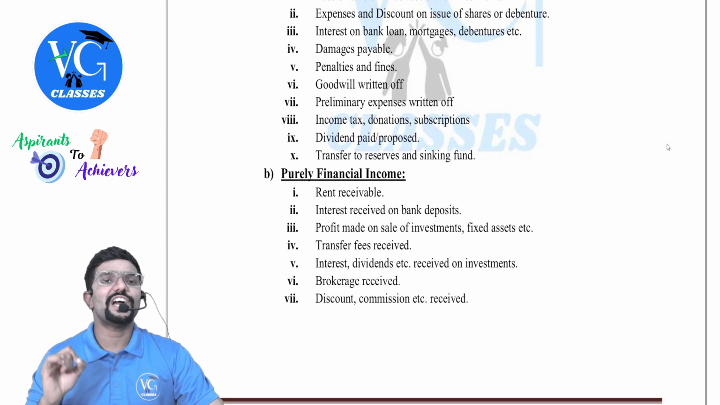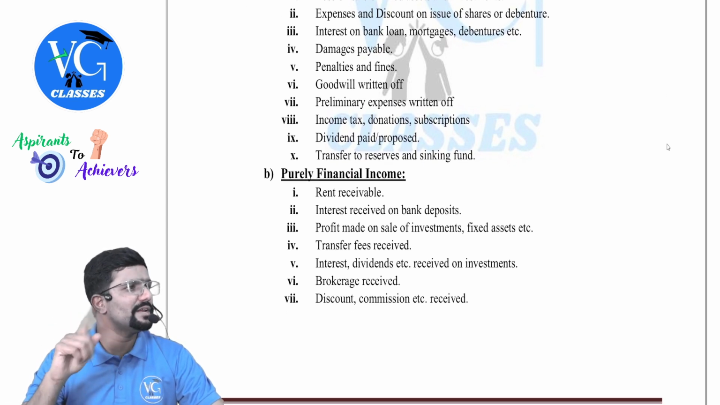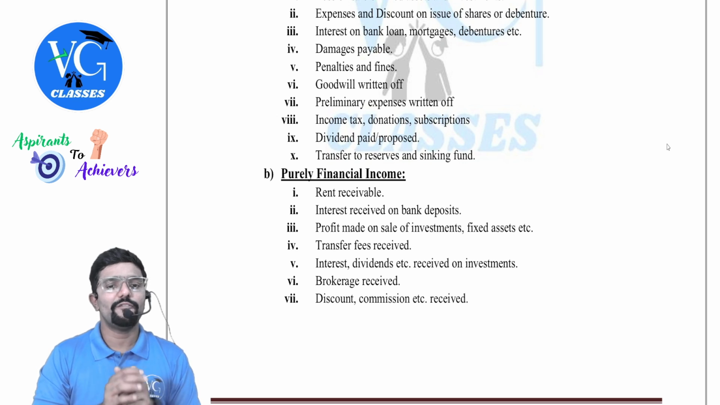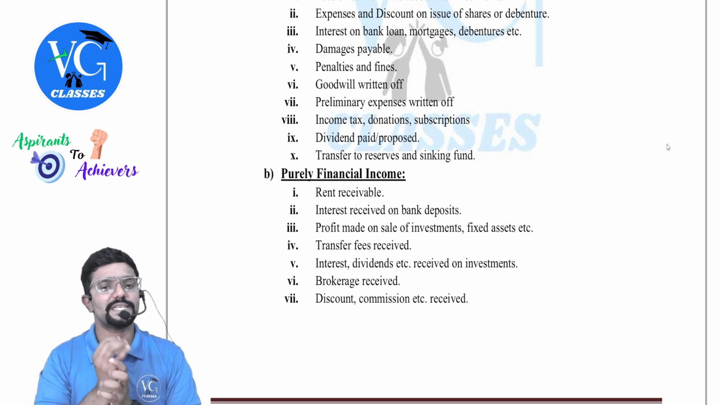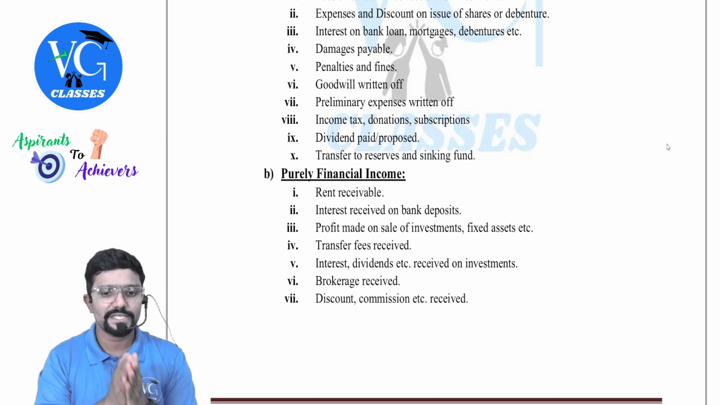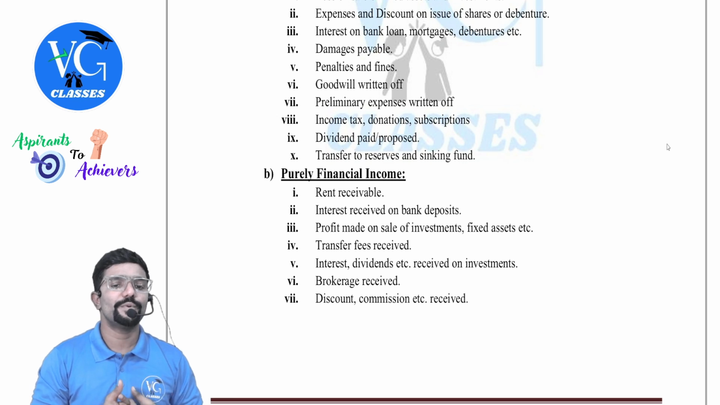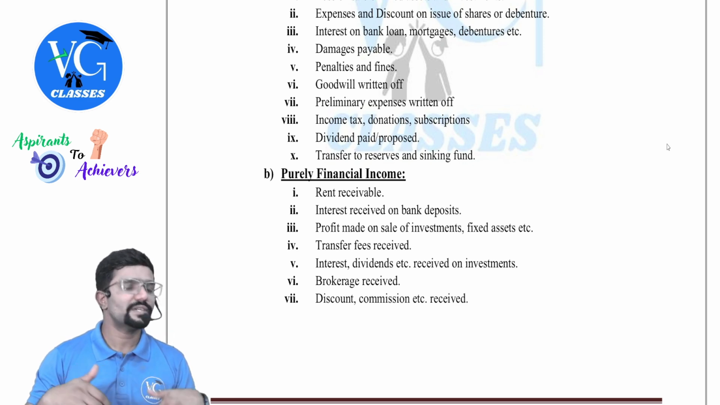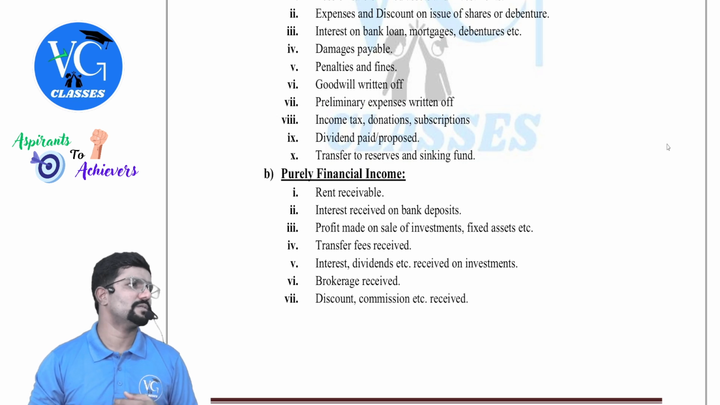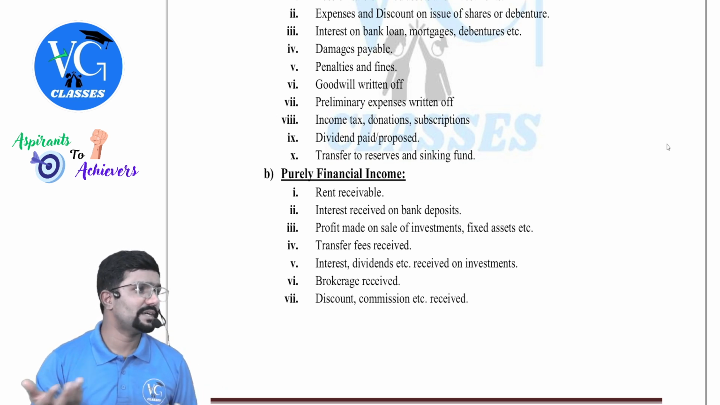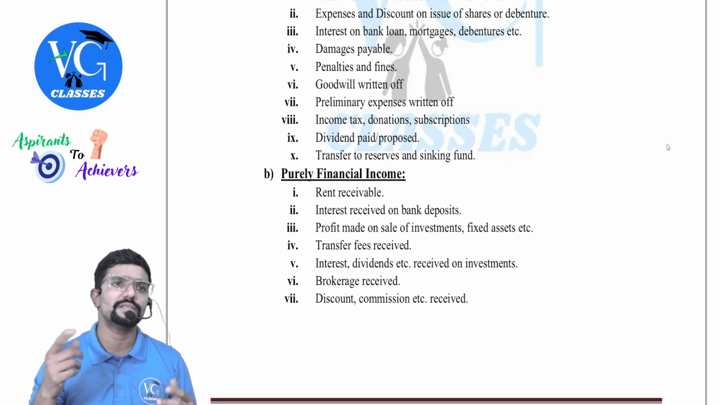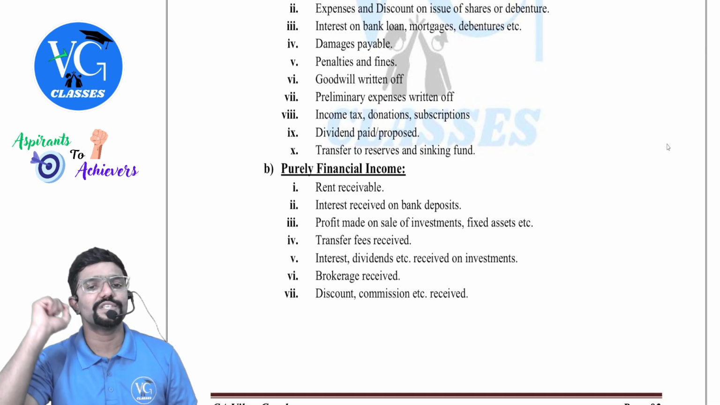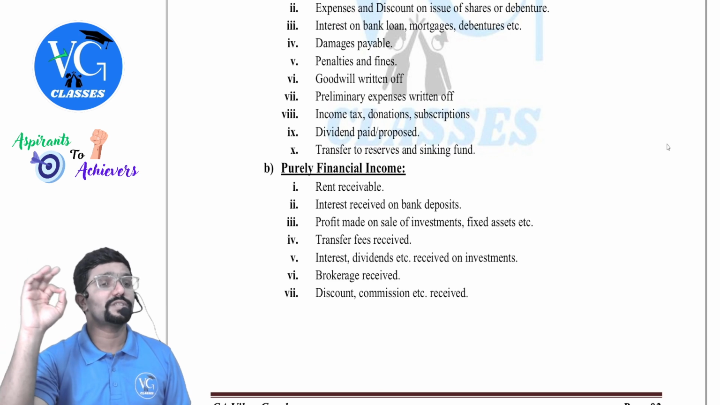Next, coming to pure financial income. These are the incomes recorded only in financial books: rent receivable, interest received on bank deposits, profit made on sale of investments and fixed assets, transfer fee received, interest and dividend received on investments, brokerage received, discount and commission received. Discount can be an expense also, it can be income also. If discount allowed, it will come under pure financial charges. Discount received will come under pure financial income, guys.